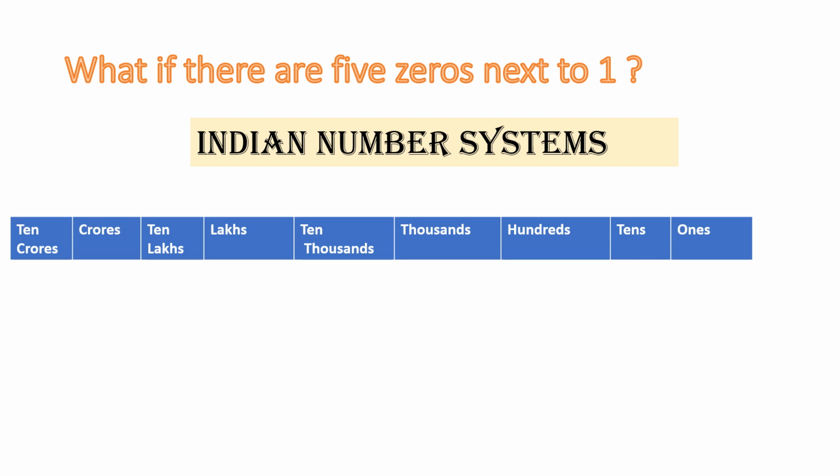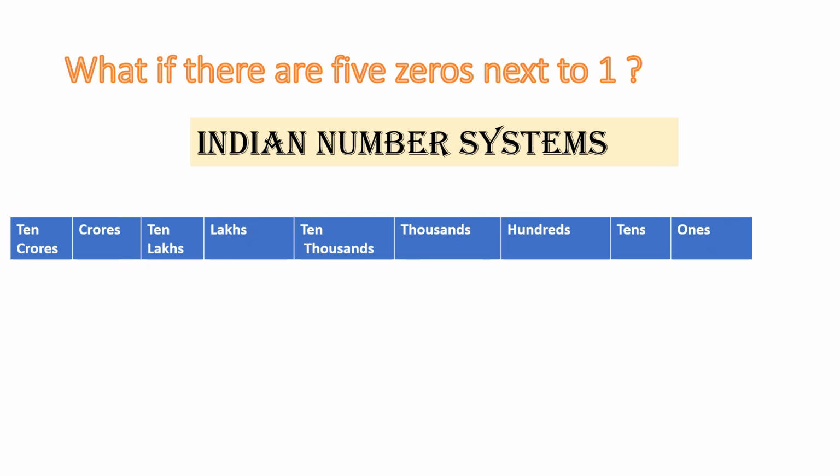Can you tell me how they are grouped? Ones, tens and hundreds come in one group. Thousands and 10,000s come in the next group. So here we will put a comma when we write the number. Lakhs and 10 lakhs will be in the next group. We can again put a comma after this group, and crores, 10 crores and beyond will be in the next group. So in this place we can again write a comma.